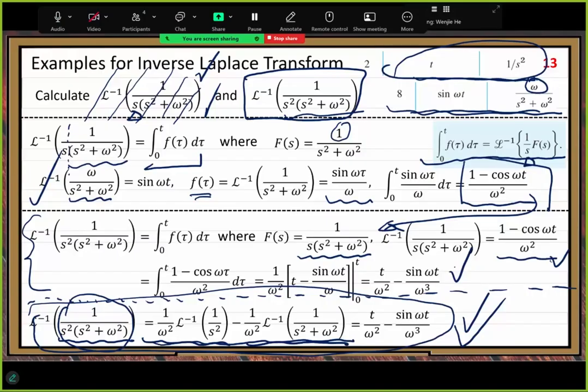Especially in your test. Think about your midterm, right? If you use the upper way, you need to spend a lot of time on the calculation. The bottom way, you can save at least 5 minutes. Think about that.